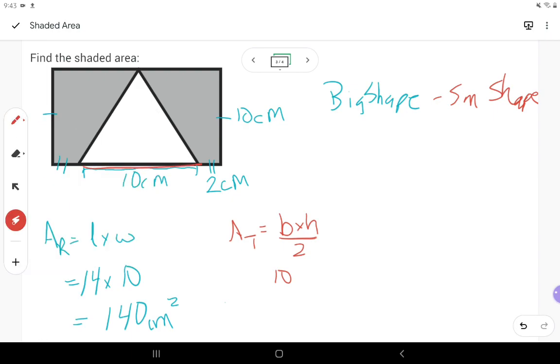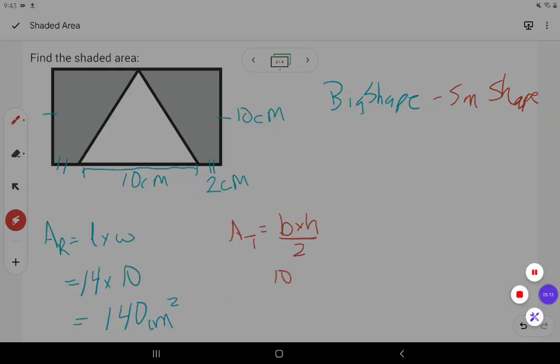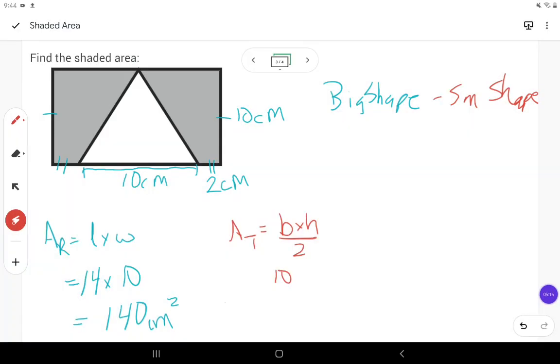Okay, base 10 centimeters. The height. So the height has to go from the bottom, the base, up to the top of the triangle, and actually that ends up being the same thing as the width. So since the base to the top is the same as the width of the rectangle, my height is also 10. So it's going to be 10 times 10, but I need to cut it in half. Okay, so 10 times 10 is 100, divided by 2, that gives me 50 centimeters squared.